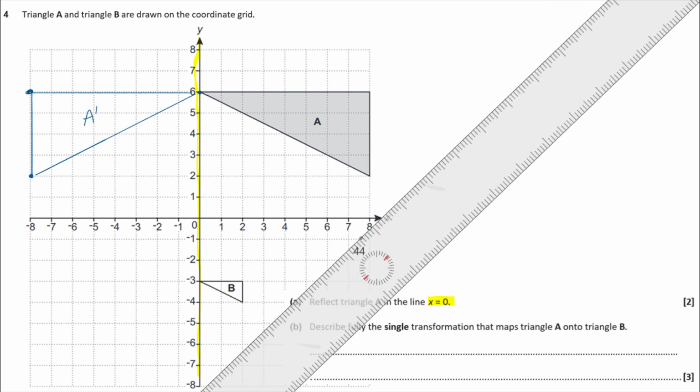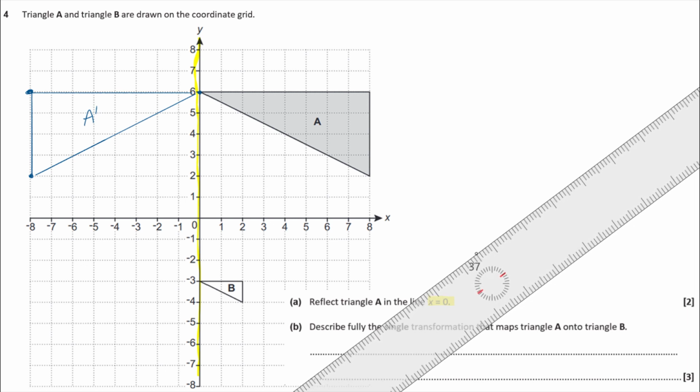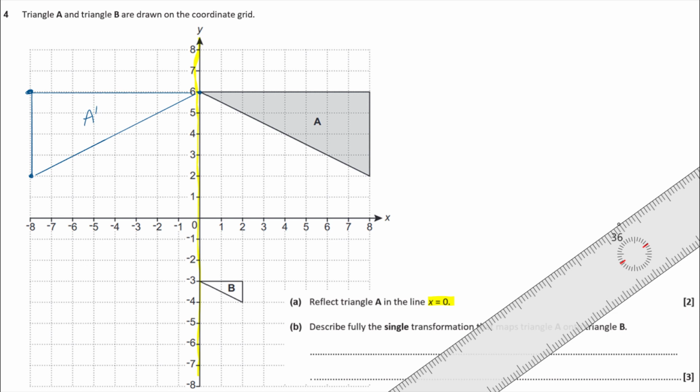In order to describe this transformation fully, we need to know 2 things about it. We need to know the scale factor, what fraction it's been reduced by, and we also need to know the center of enlargement. First up, the scale factor. If you count the distance along this line here, that is 1, 2, 3, 4, 5, 6, 7, 8 squares, that's 8 squares. Where it's matching one on the image is equal 1 down here, that's only 2. So it's gone from 8 units to 2 units. In other words, it's a quarter of the size it used to be.